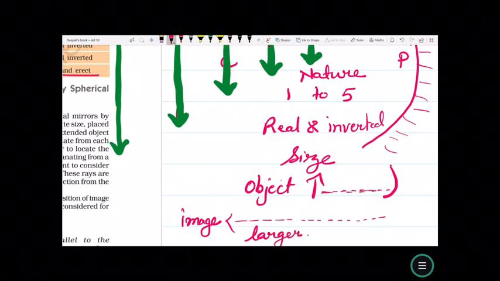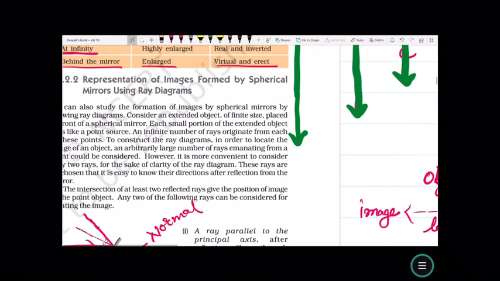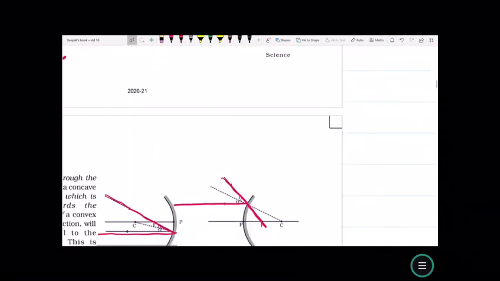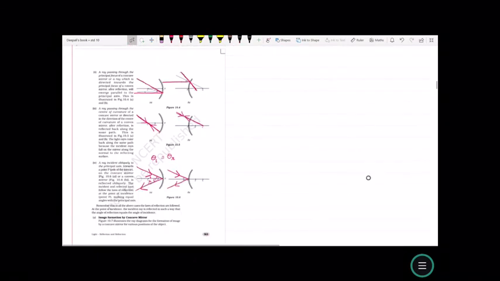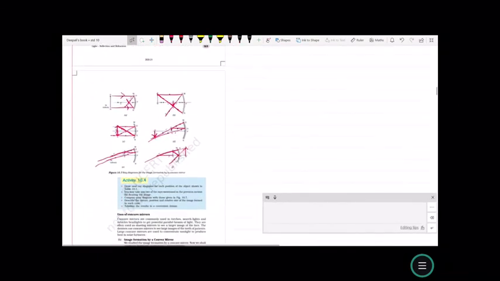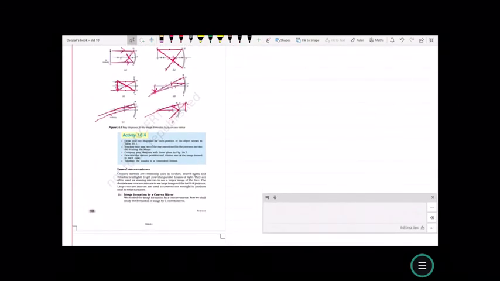Did you understand this very clearly now? So this is how you can remember the table very easily. But drawing a ray diagram is not so simple. It has to be drawn technically, which I will be explaining in the next video.